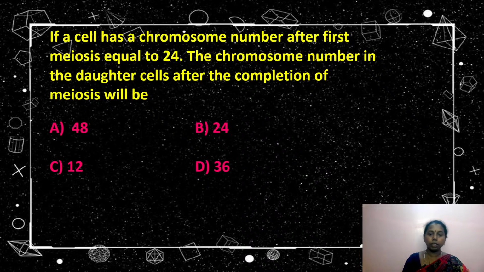The correct answer is 24. Yes, my dear children, they are giving the chromosome number after meiosis 1. First meiosis, that means the 48 might be the mother cell. First meiosis 24, reduction division. Then after meiosis 2, it is not going to reduce again. It will be the same number, equatorial division. The same 24 will be maintained. Am I clear to you all? Yes, I hope you all understood.